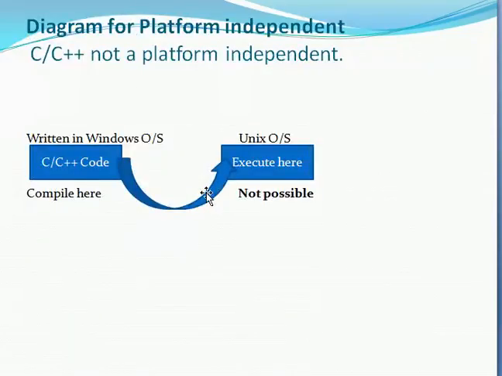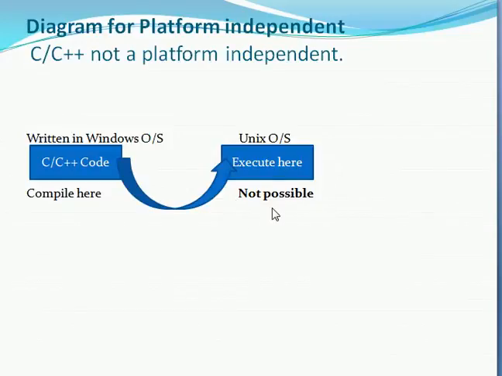From this diagram, we come to know C and C++ are not platform independent. We have a C program, C code in the Windows operating system. We have written a C program using the Windows operating system and compiled it there itself. Once the compilation is successful, you try to execute the same C program on the Unix operating system. It will not execute the program.